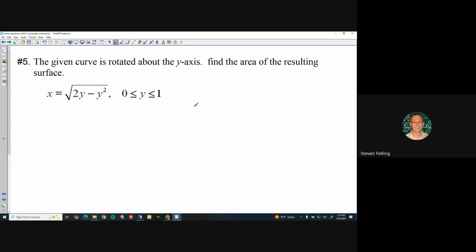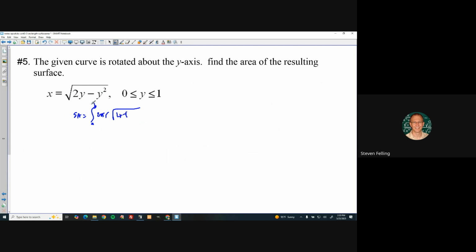Okay, 2 more quick examples. The given curve is rotated around the y-axis. Find the area of the resulting surface. All right, so this is solved in terms of x. I don't really even need to sketch it in this case, and we will typically not require a sketch on our tests on this. But I know that surface area has this formula, an integral of 2 pi r square root of 1 plus a derivative.